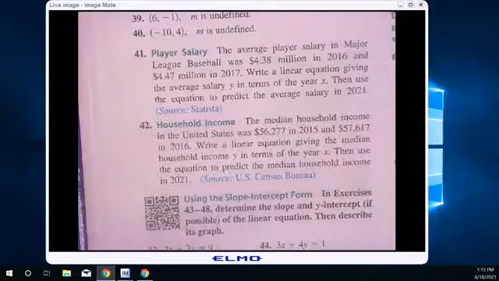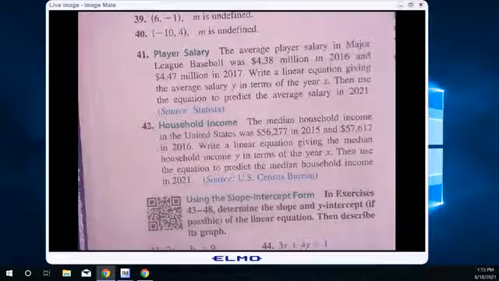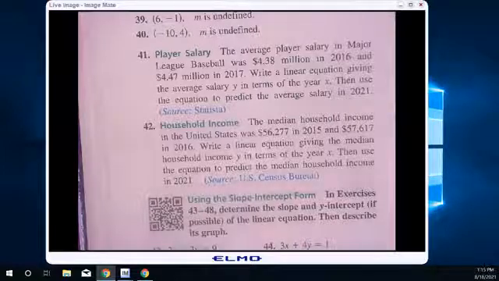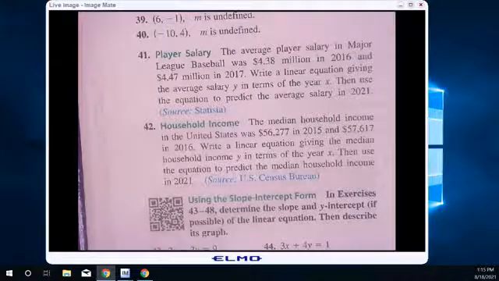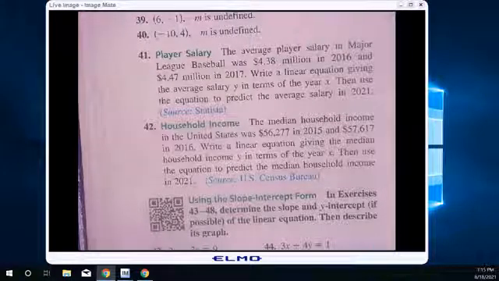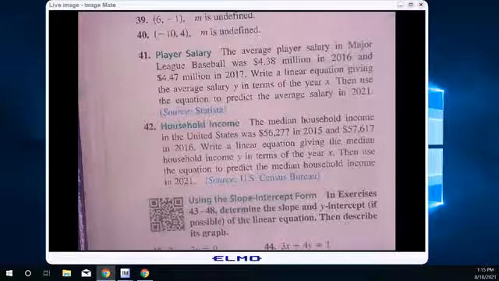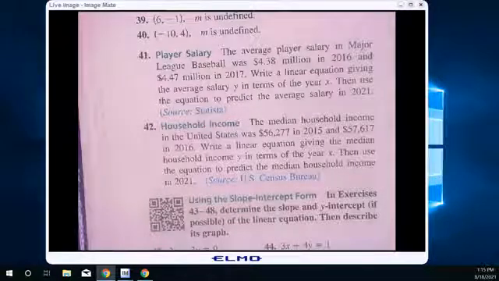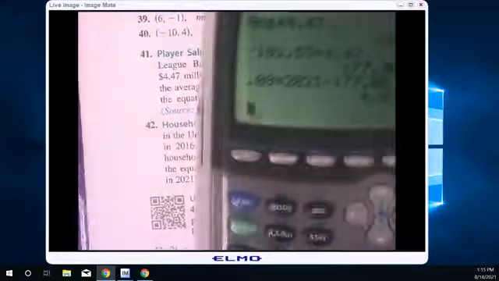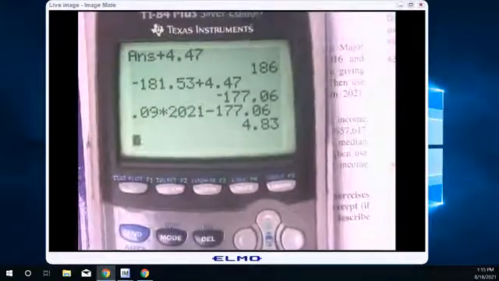We're not finished. Okay. Just because we wrote the equation doesn't mean we're finished. Now what do I do? Yes, ma'am. Plug in the value. If you used 2017, you're plugging in 2021 and multiplying it times the 0.09. And I have a problem with math books that do this, by the way. So here's my answer. It's 4.83.